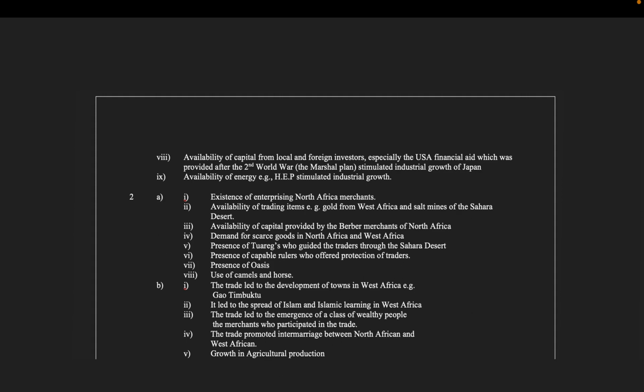Presence of Tuaregs who guided the traders through the Sahara Desert. Presence of capable rulers who offered protection of traders. Presence of oases. Use of camels and horses.